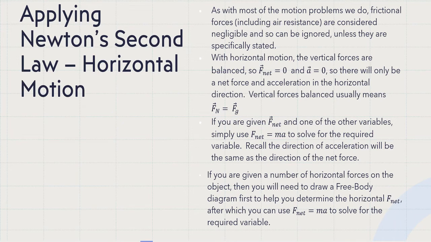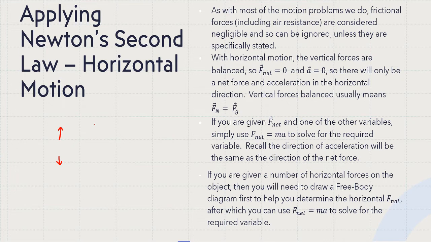Now, these are some good steps and understandings for while we're applying Newton's second law. As with most of our motion problems, frictional forces are considered negligible and can be ignored unless we specifically have a frictional force, in which case we incorporate it. With horizontal motion, the vertical forces, so the forces that are applying in the upwards and downwards or north and south directions, are balanced. So the F net is 0 and our acceleration is equal to 0. So there'll only be a net force in the horizontal direction.